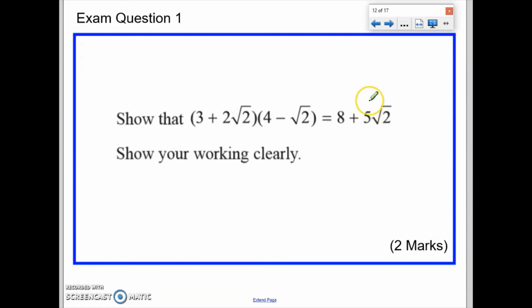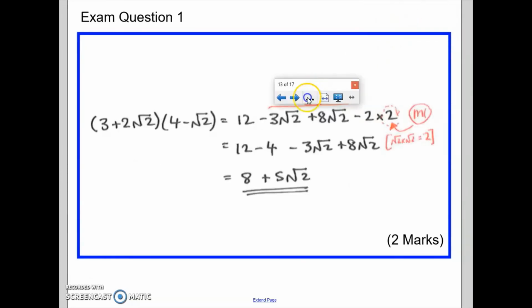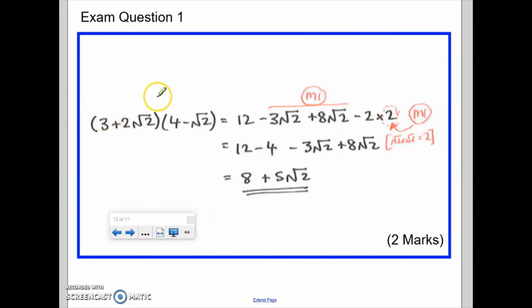Okay, welcome back. Let's have a little look at where those marks would be allocated. Okay, here we go. So we're doing the expansion. 3 times 4 is 12. 3 times negative root 2 is negative 3 root 2. 2 root 2 times 4 is going to give me 8 root 2's. And then finally, we've got a root 2 times a negative root 2, which would be negative 2, which we then multiply by this 2. So that's actually going to give me negative 4 at this point.